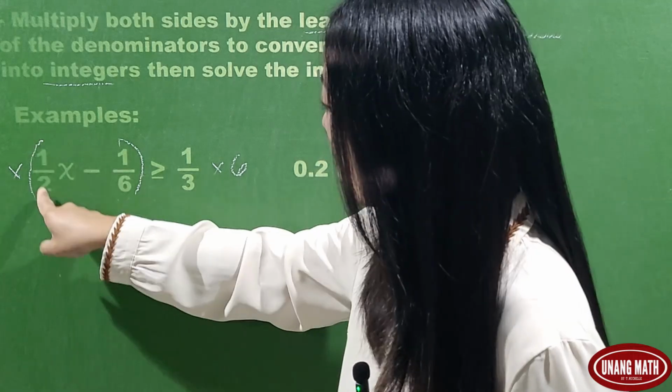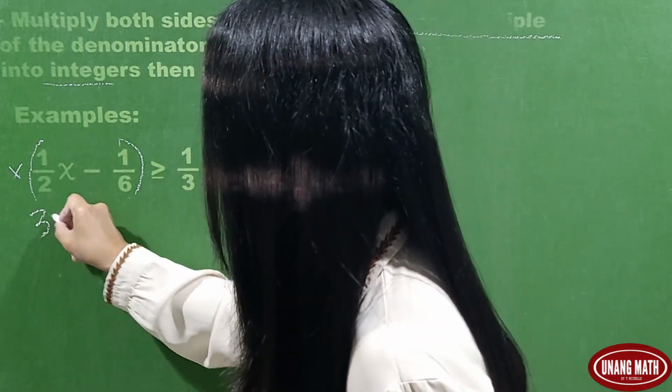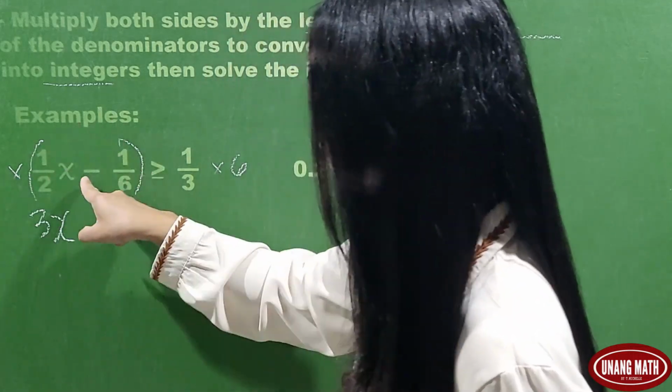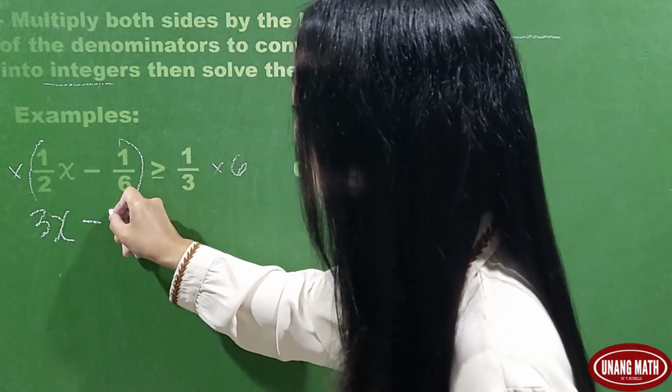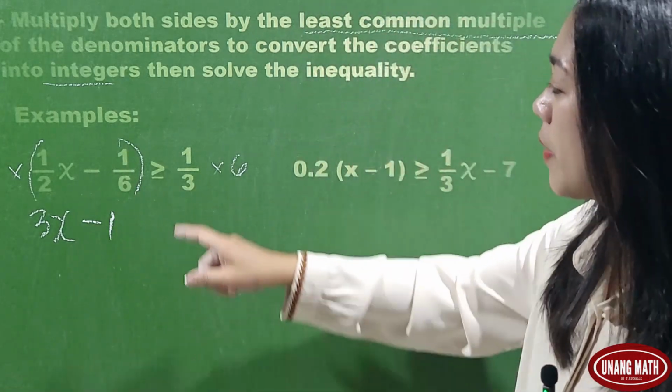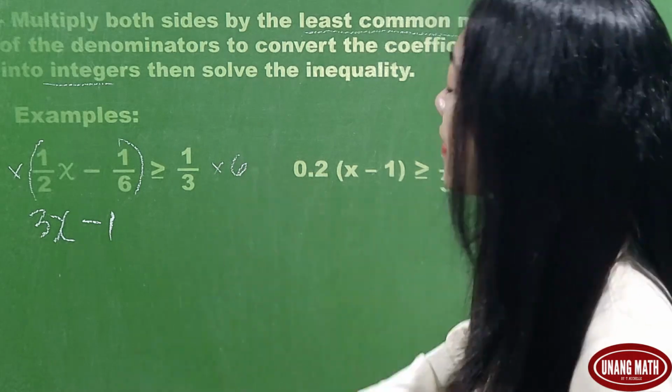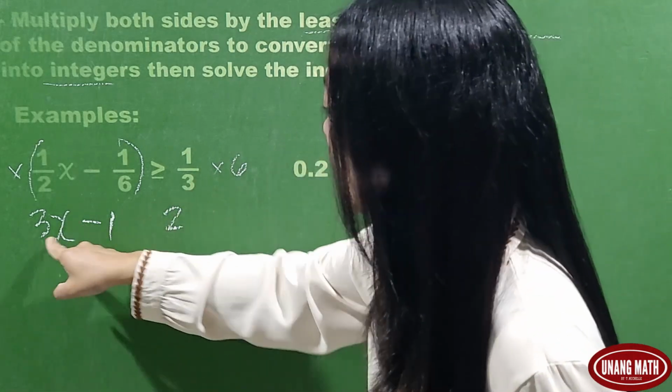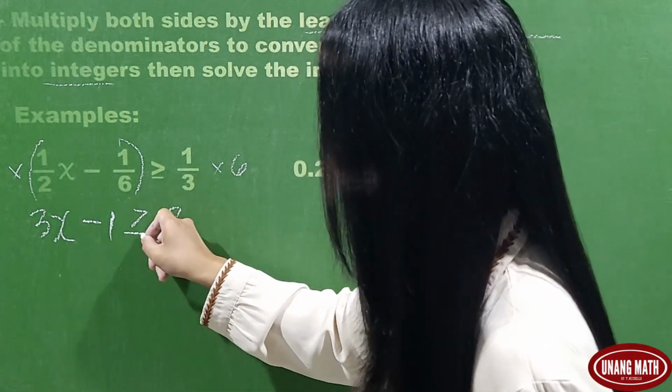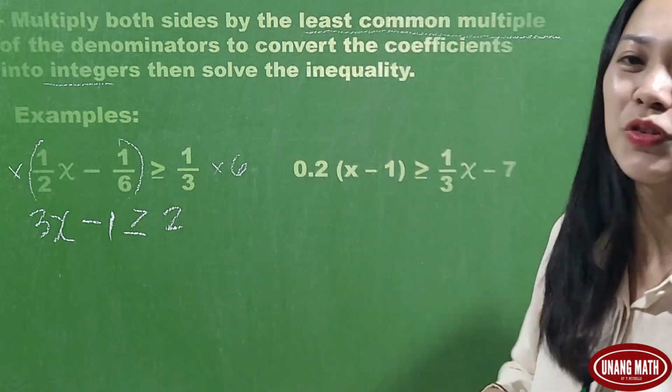6 times 1 half x is 3x. 6 times negative 1 over 6 is negative 1. What about 1 over 3 times 6? That's equal to 2. So we have 3x minus 1 is greater than or equal to 2.